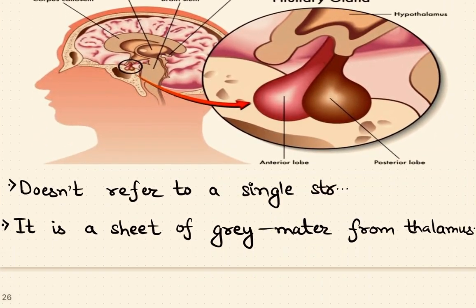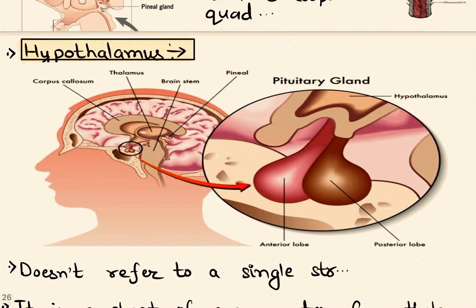So this was all about the anatomy of the telencephalon as well as the diencephalon, or the forebrain. So I completed the forebrain in this video lecture. Revise it, repeat it, and read it.